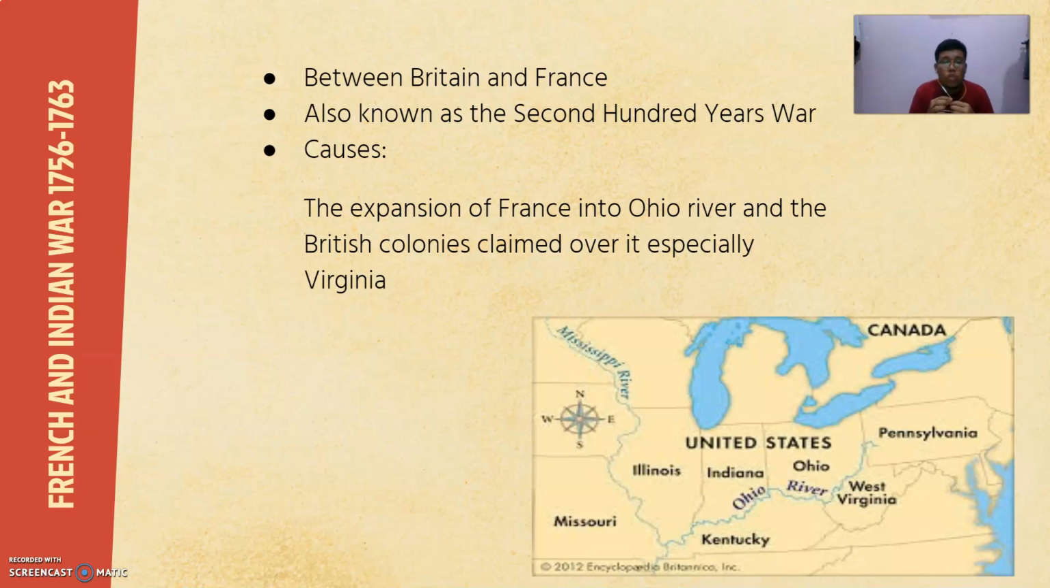Basically, the expansion of France into the Ohio River, and the British colonies claimed it, especially Virginia. You can see the map I put. You can see the Ohio River, and over in front of the Ohio was West Virginia. That is the place where the war happened.